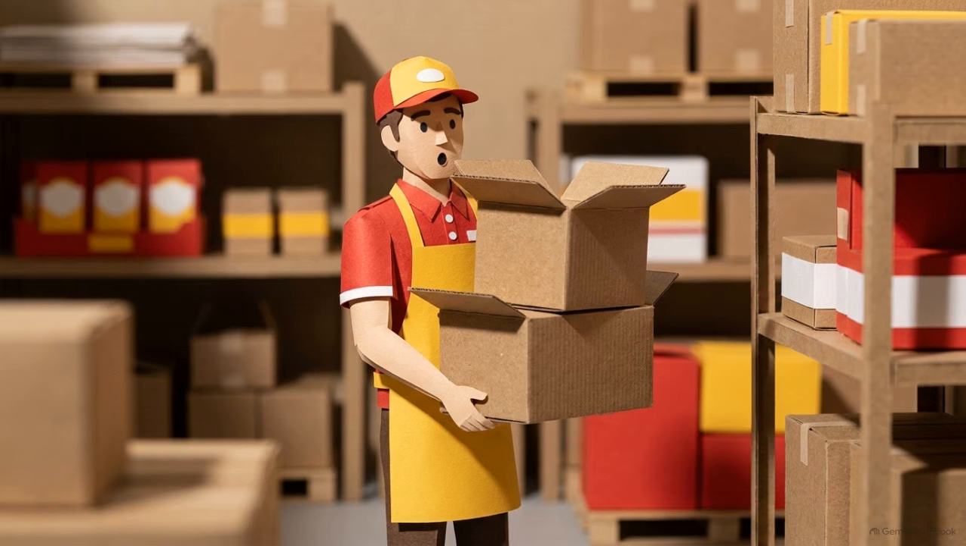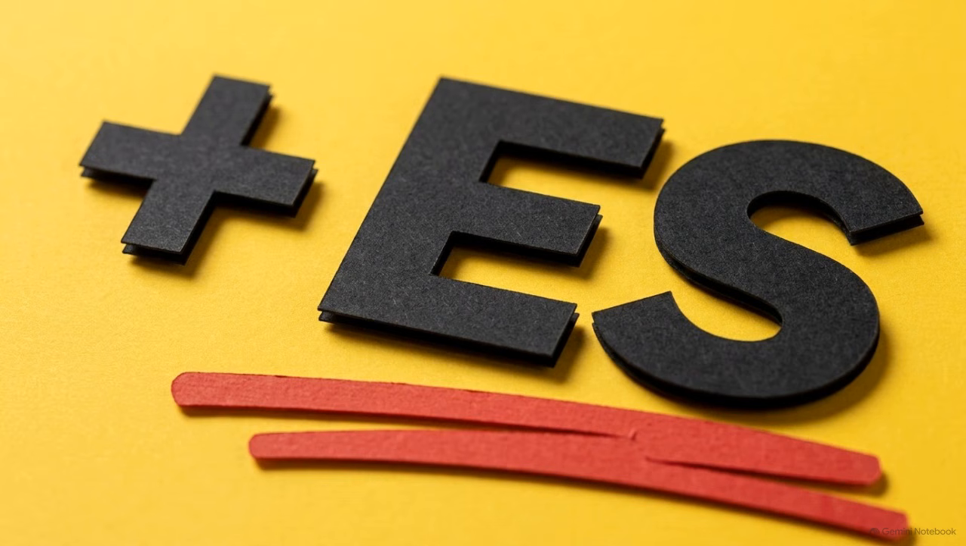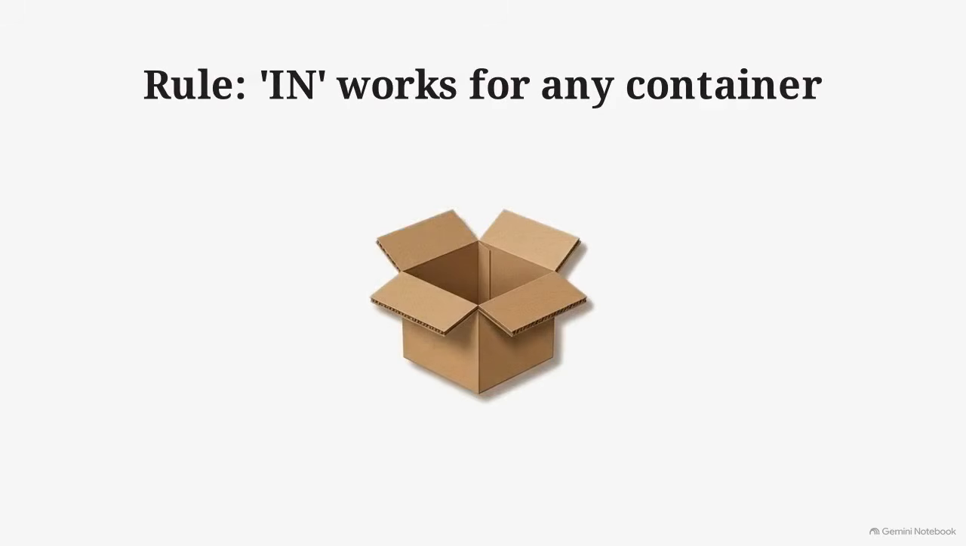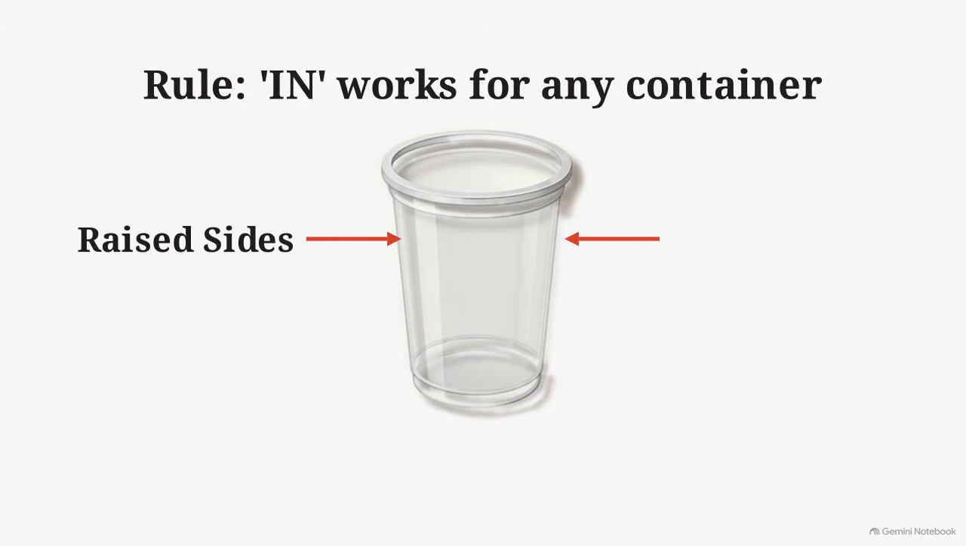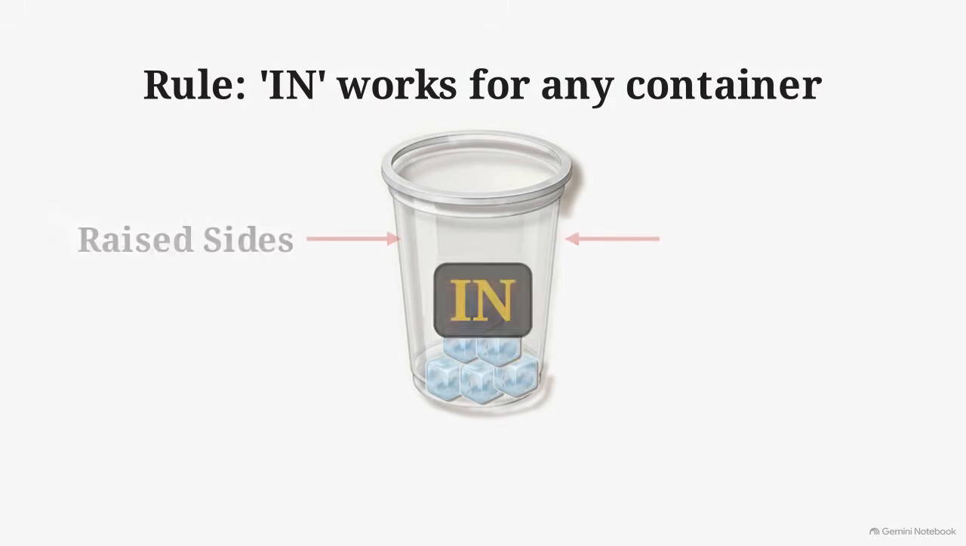Here is a quick tip for your team. When you talk about more than one box, add a clear iz sound at the end. Boxes. This makes it clear that you are talking about several items. This in rule works for any container. A plastic cup has sides to hold things, so a scoop of ice goes in the cup.